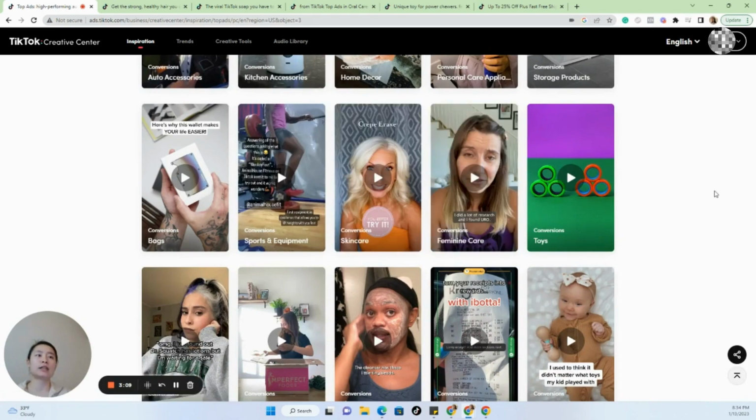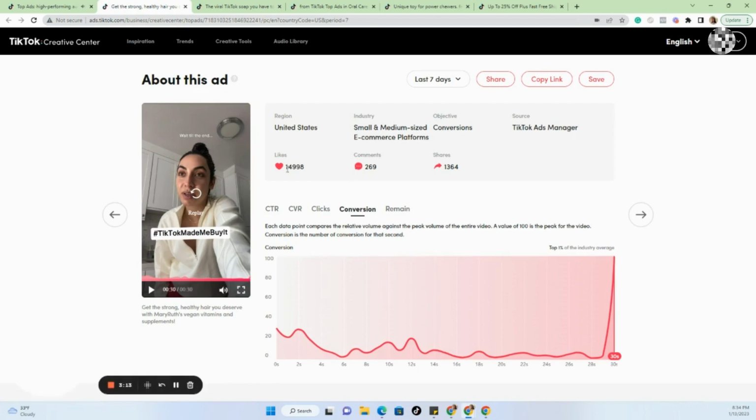And once you see an ad that really caught your attention, what you want to do is click into the ad and first look at how many likes, how many comments, how many shares they got. So for example, this one, I'm 100% confident it's working, not just by looking at the metrics here, but also take a look at the conversions. It's top 1% of the industry average, which means they're getting a ton of purchases and conversions. So this ad is definitely working. So let's take a look.